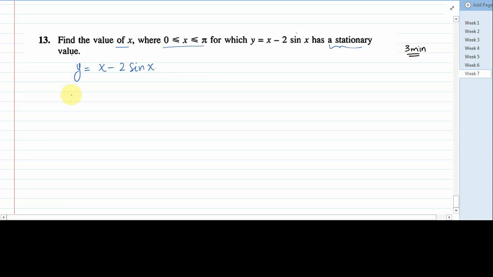Alright, firstly we need to differentiate the function. So when I find dy over dx, it leads to 1 minus 2 cos x. That is my first step. After that, we know that for a stationary value, dy over dx equals 0. So I'm going to set it to 0 and find the value of cos x. So now 2 cos x equals 1, and cos x equals 1 divided by 2. And now we can find the value of x here. So x equals cos inverse of 1 upon 2.